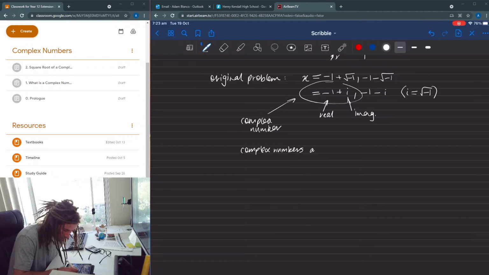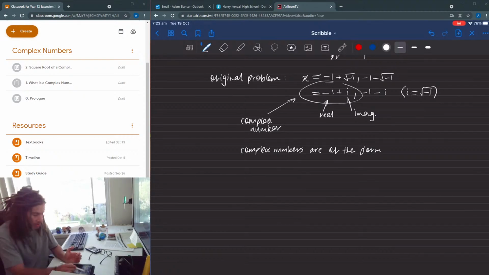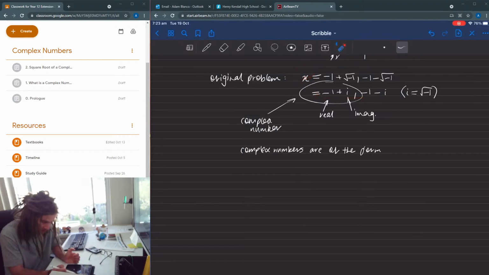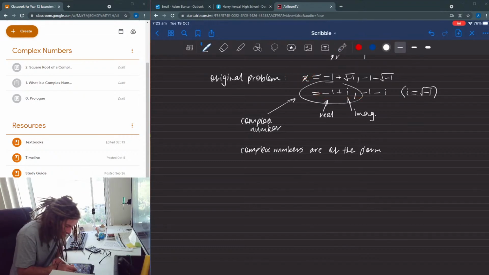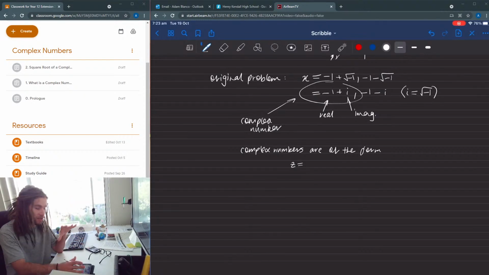They are of the form... Now, we tend to move away from x. So see how I've called this x equals a complex number. We move towards z instead. So whenever you see a z, it's kind of like, okay, here's a root or a number or something, but I'm telling you pretty much that it's complex.